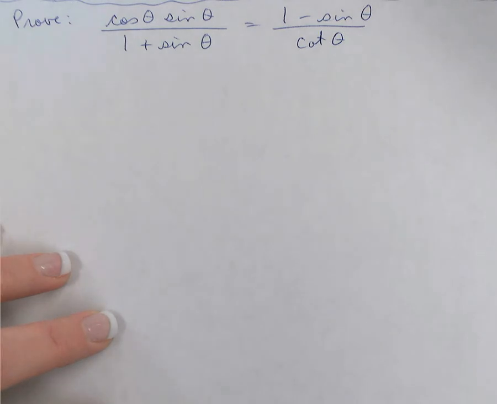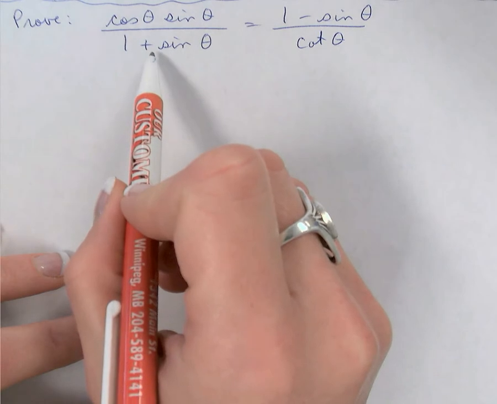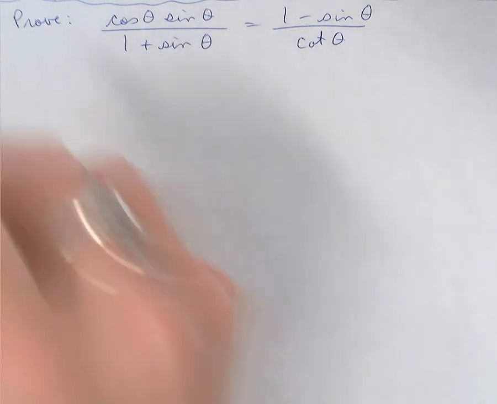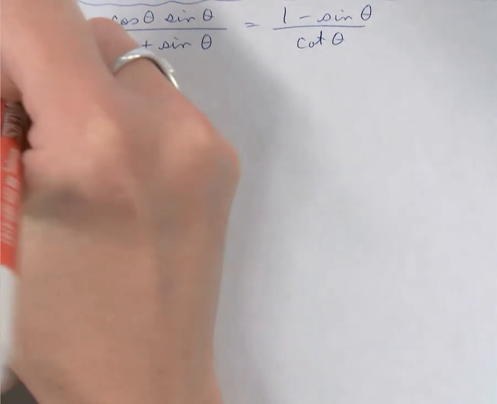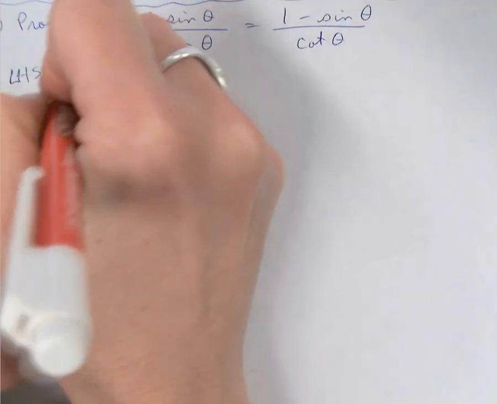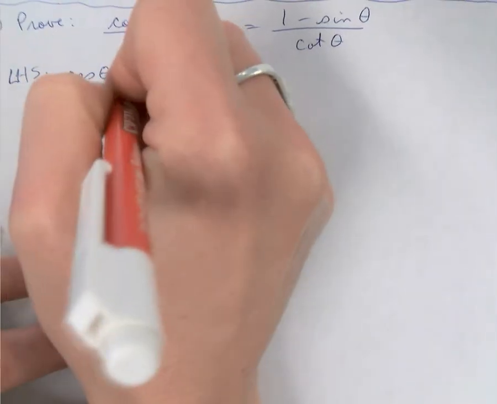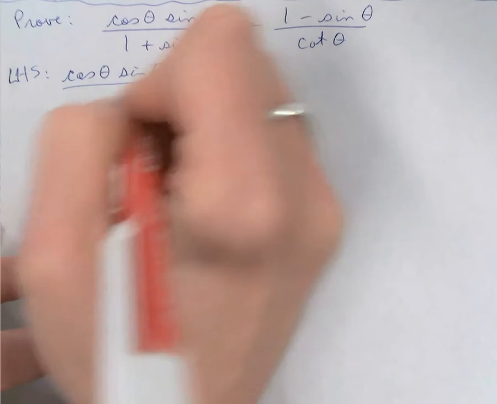Prove cos theta sine theta over 1 plus sine theta equals 1 minus sine theta over cotan theta. I'm going to use the left-hand side to start with. You could probably pick either side on this one, but let's start with this side. And I'm choosing this side because I want to multiply by the conjugate.